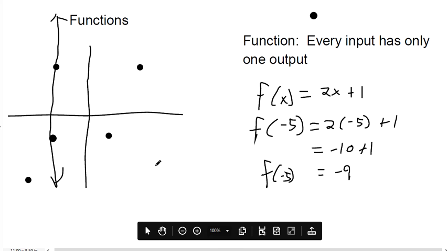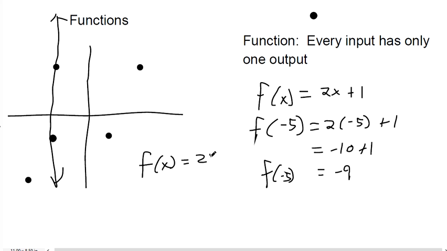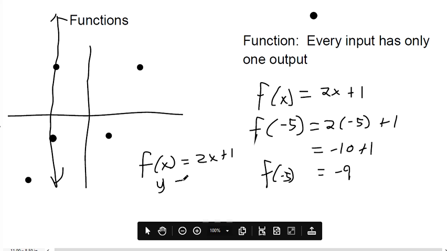Okay, graphing functions is the same way. I think I already showed that a little bit real quick, but when you try to graph a function, just replace the f of x with y, right? It's got a y-intercept of 1 and a slope of 2. So same deal.